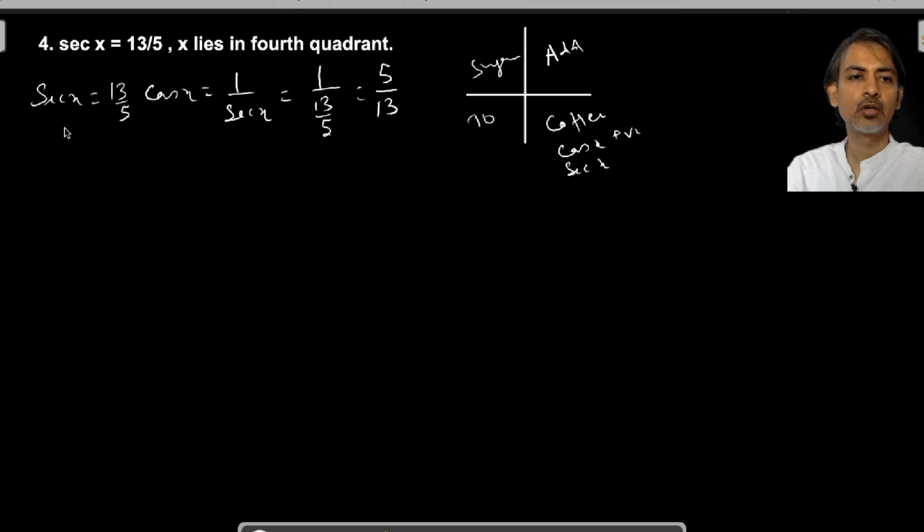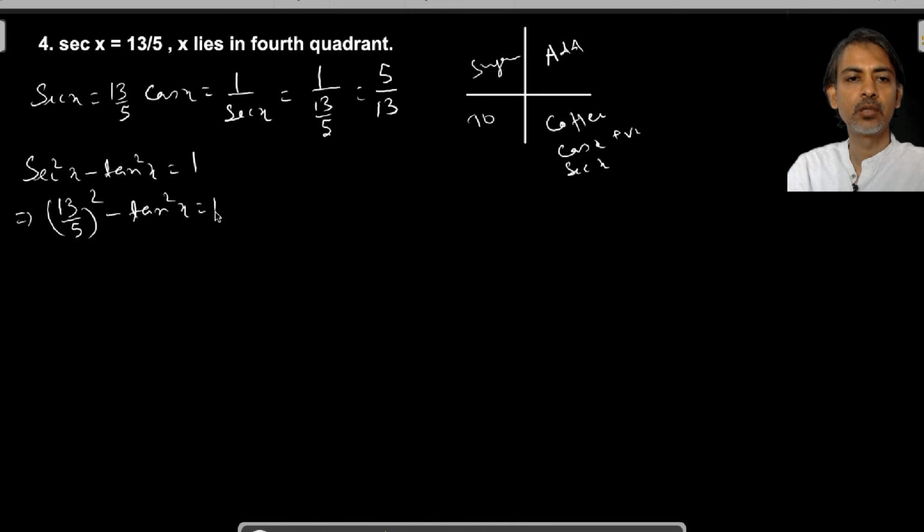Now we have got cos, we have got sec. Can we get tan? We know that sec square x minus tan square x is equal to 1. This implies 13 by 5 whole square minus tan square x equals 1. This gives me tan square x equals to 1 minus.